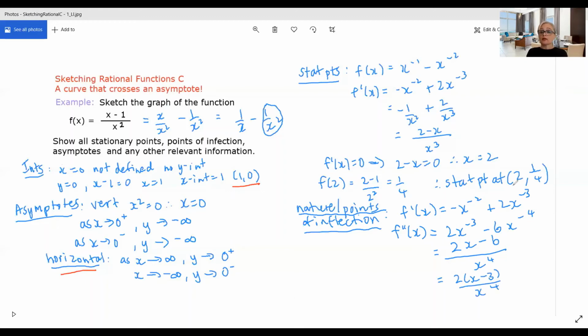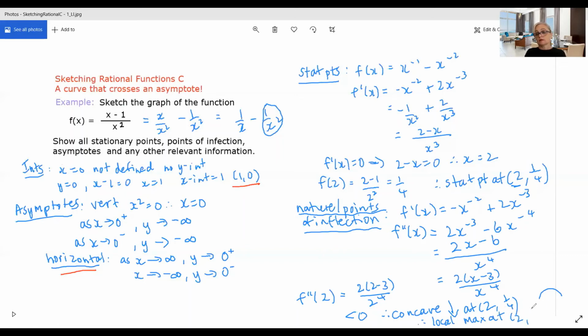Okay, so at x is 2, f double dash 2 is going to be 2 times (2 minus 3) over 2 to the 4th. That is going to be negative, isn't it? Because you're going to get a negative divided by a positive, so it's negative. So we know it is concave down at (2, 1/4). So it's going to look like that there. So that is a local maximum. Okay, let's continue on and we'll find our points of inflection. We'll just remember this has to transfer over to the next page.